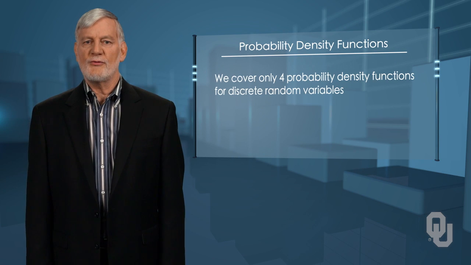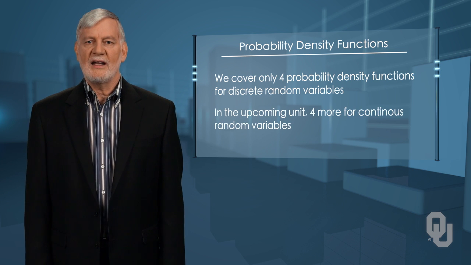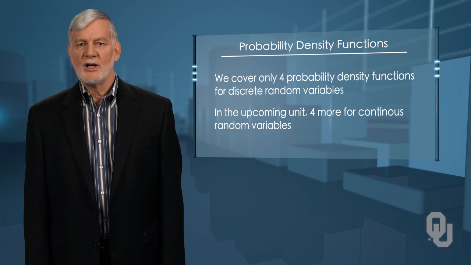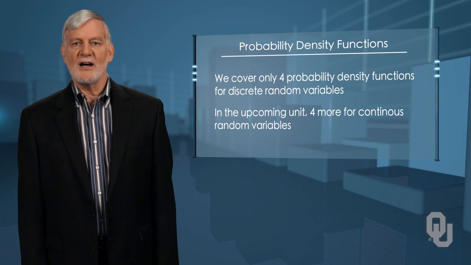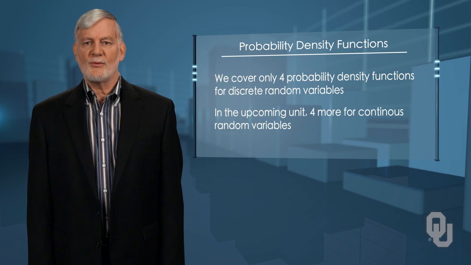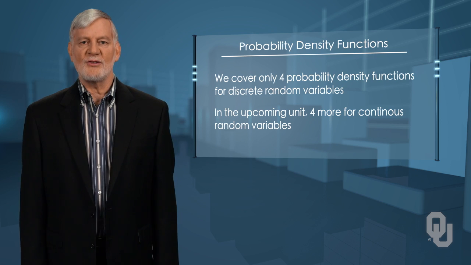We will cover only 4 probability density functions for discrete random variables, and in the upcoming unit, 4 more for continuous random variables. But I encourage you to investigate many others that are used to understand such widely different topics as the rate of spread of an epidemic and the springtime growth of wildflowers in a mountain valley.